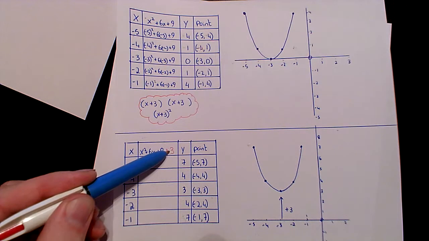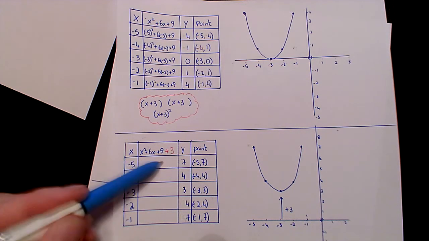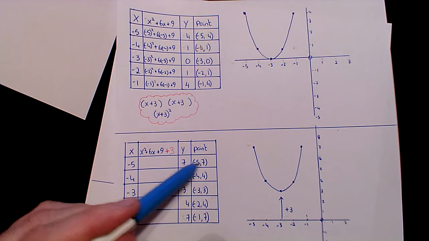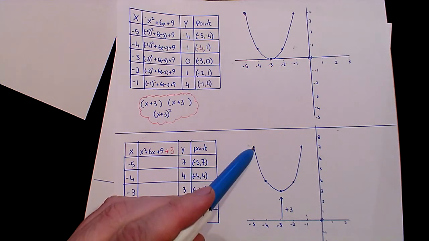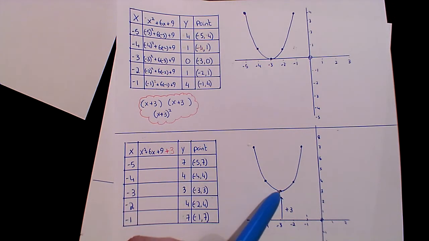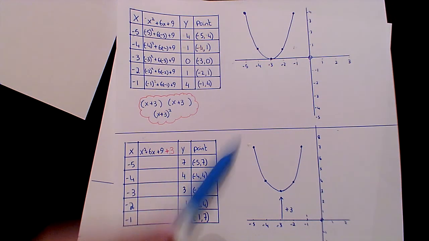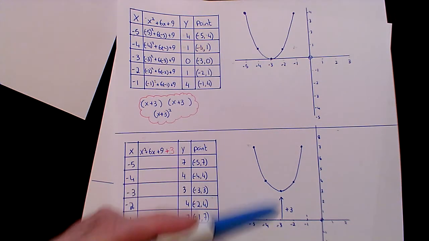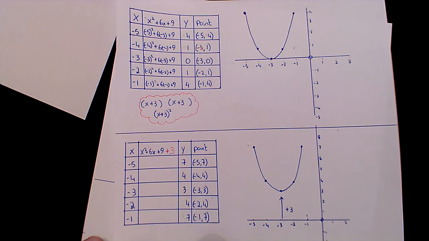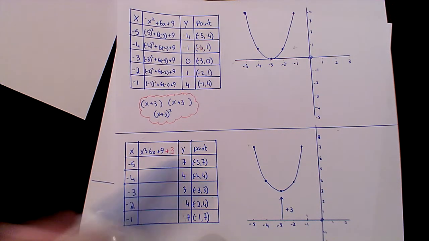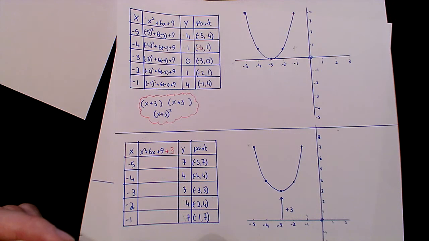So when I added in the other 3, again I didn't do it here now, but if I put in minus 5 for x and worked it out, I get 7. So there's my point, minus 5, 7. So it'll be here. The next point is here, here, here, and here. But when I added in the 3, all that actually happens is this graph just gets shifted up 3 spaces. So I added 3 to that equation, the graph gets shifted up.